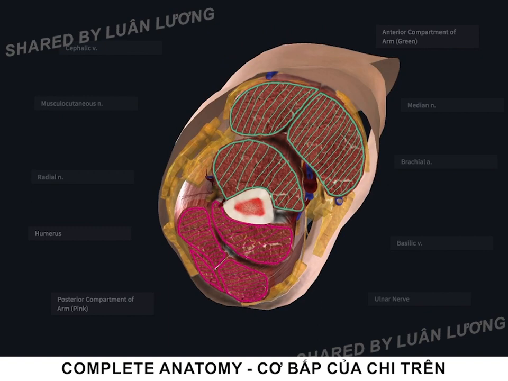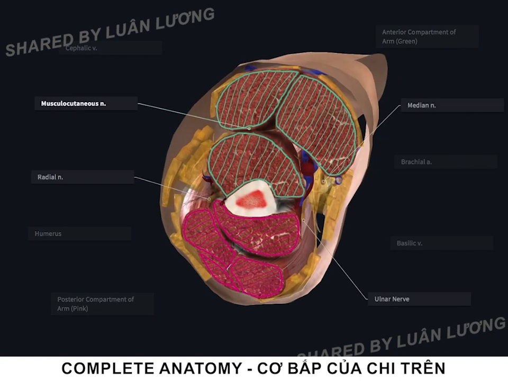For example, within the anterior compartment of the arm, we're going to need a nerve to make those muscles move, which is going to be the musculocutaneous nerve. And we can see that it is sandwiched within the different muscles within this compartment. Similarly, near the posterior compartment of the arm, we're going to see a nerve known as the radial nerve, which is responsible for providing motor innervation to the muscles within this posterior compartment.